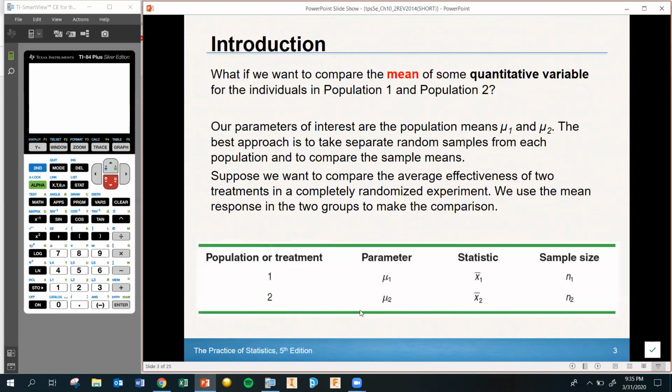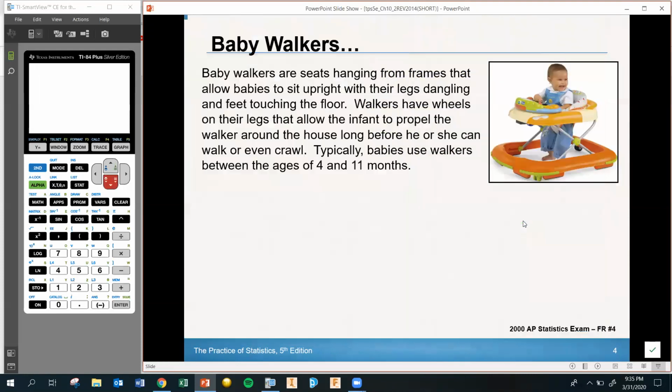The main thing to keep track of, again, when we're dealing with two populations, is that everything's going to come in twos. So we're going to have two different populations. We'll have two different parameters, mu sub one and mu sub two. And of course, when we take our samples, we'll get the statistics: the sample mean of group one and the sample mean of group two. And we always have to keep track too of the sample sizes for group one and group two.